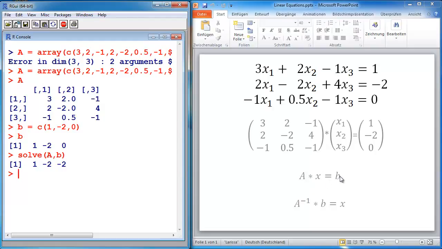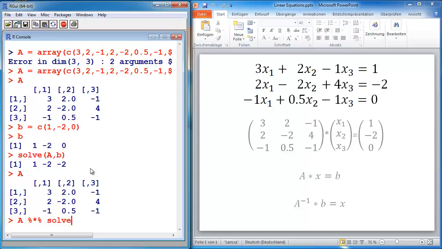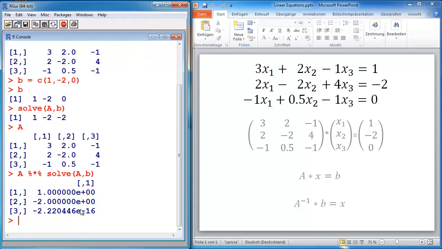Now we have A, we have x, we have B. We can just try to multiply matrix A by x and see if the result is B. So we say A, and the matrix multiplication is done with this operation. And now we multiply it by x. This is x. We just saw it. And now let's see. This is B, and it's not exactly B.